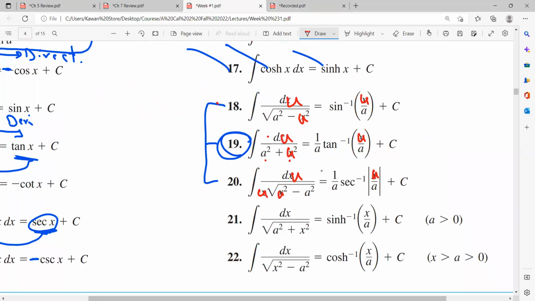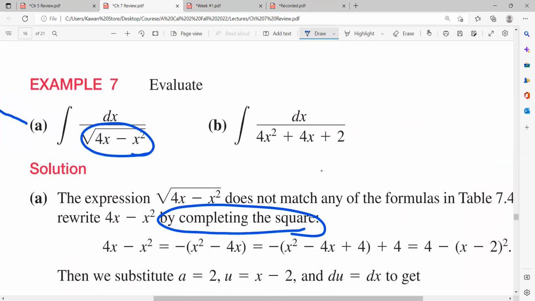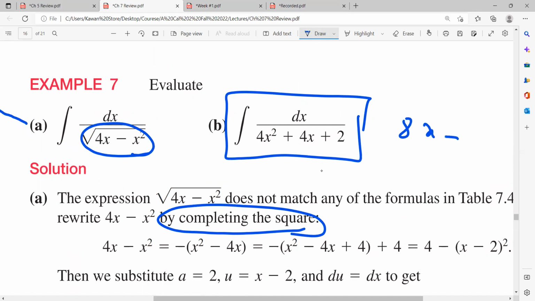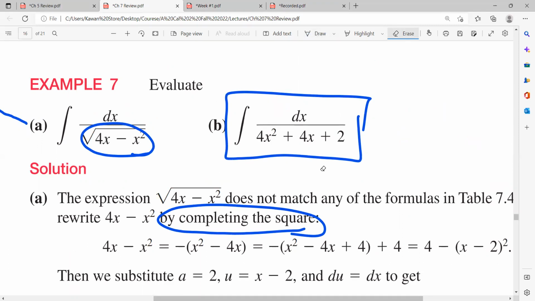So tell me about that example. How do we solve that one? First, ln. Can we use ln? No, because the derivative of the denominator is what? 8x plus 4. Do we have 8x plus 4 here? Hello? I can't hear you. No, thank you. So ln is cancelled.